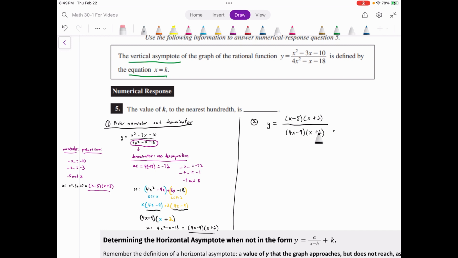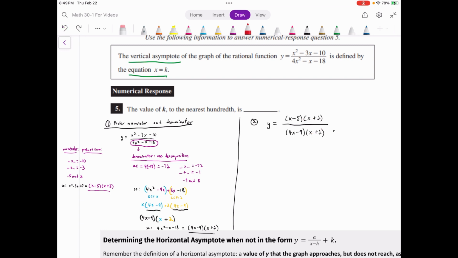No, you're right. This factor is not associated with a vertical asymptote because if we were to simplify this, it does simplify out, right? And so it is still undefined at x equals -2, but it's just a point of discontinuity. It doesn't influence the overall shape of the graph. It just gives us a hole at x equals -2.